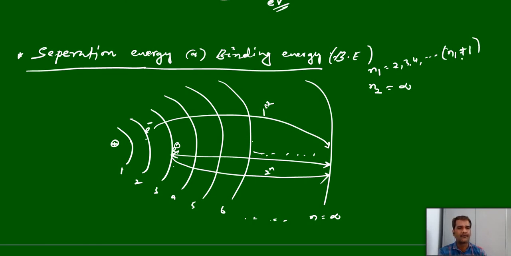N1 should not be 1. If N1 equal to 1, then that is called ionization energy. The remaining cases it is called binding energy or separation energy. Means if you excite electron from ground state to infinity, that is the ionization energy. If you excite electron from second to infinity, it is not ionization energy. That is the binding energy. Except ionization energy, the remaining kinds of ionization energies we can call separation energies or binding energies.